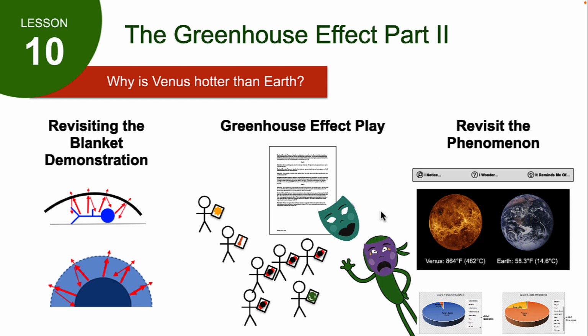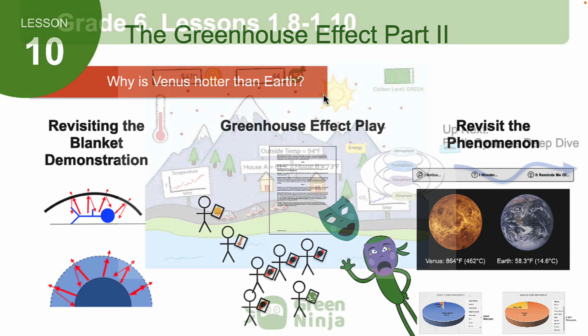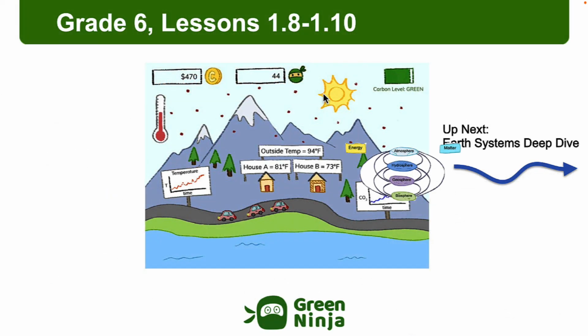Green Ninja provides the script and the narration, but the students need to use their bodies to correctly act out the flow of energy in the system. We then revisit our phenomenon to see if we can now explain why Venus is hotter than Earth. We're slowly putting together the pieces, and now it's time to take a deep dive into the Earth system.